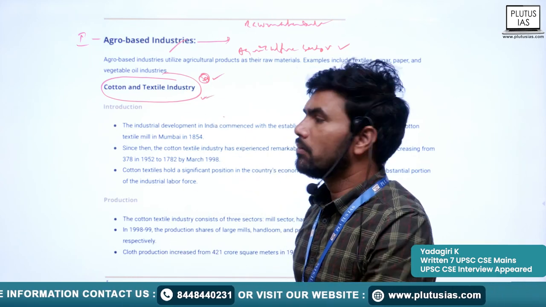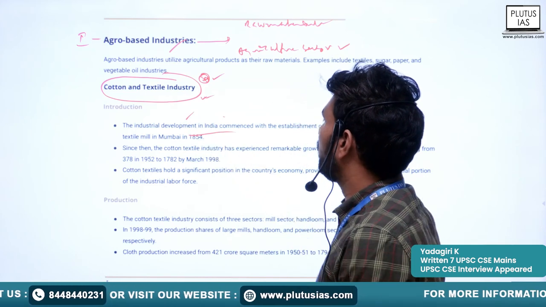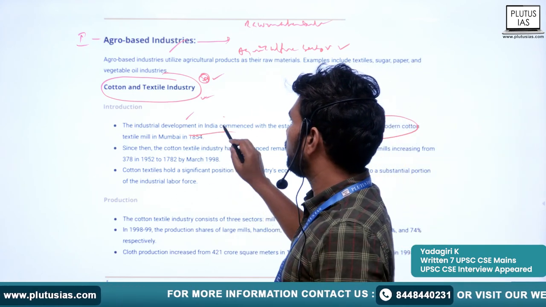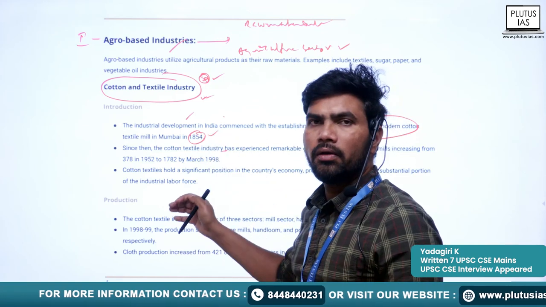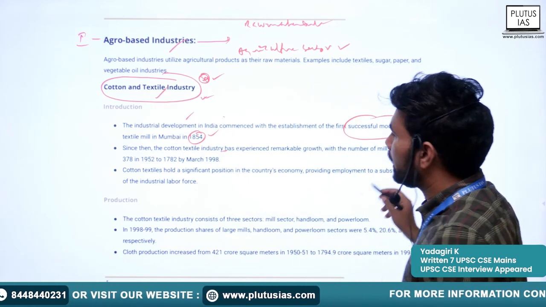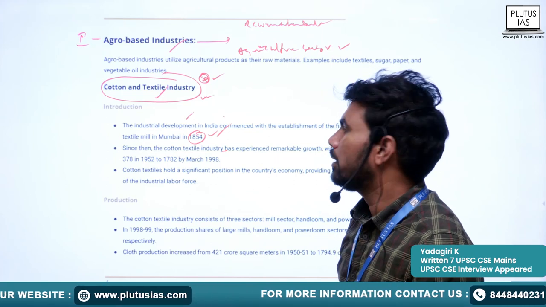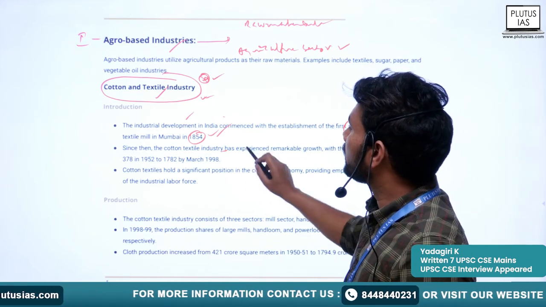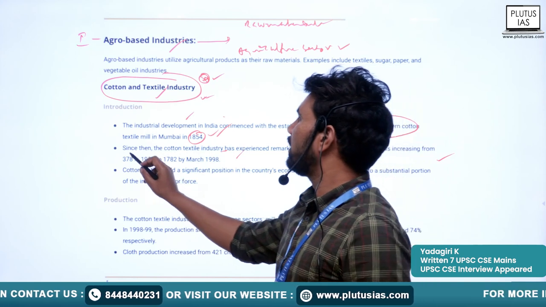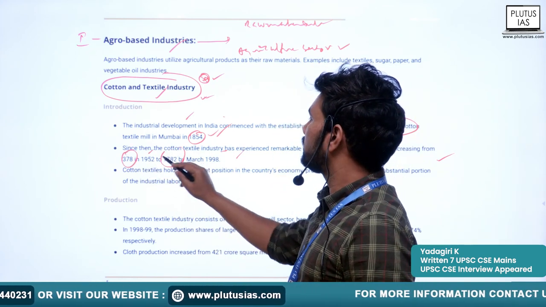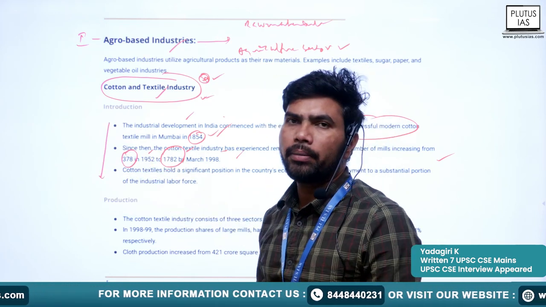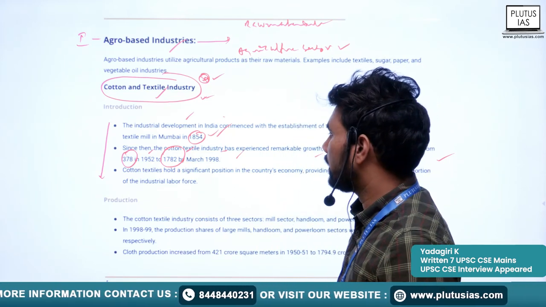Modern industrial development in India commenced with the establishment of the first successful modern textile mill in Mumbai in 1854. Since then, the cotton textile industry has experienced remarkable growth, with the number of mills increasing from 378 in 1952 to 1782 in 1998. So there is remarkable growth that has happened in India when it comes to the textile industry.